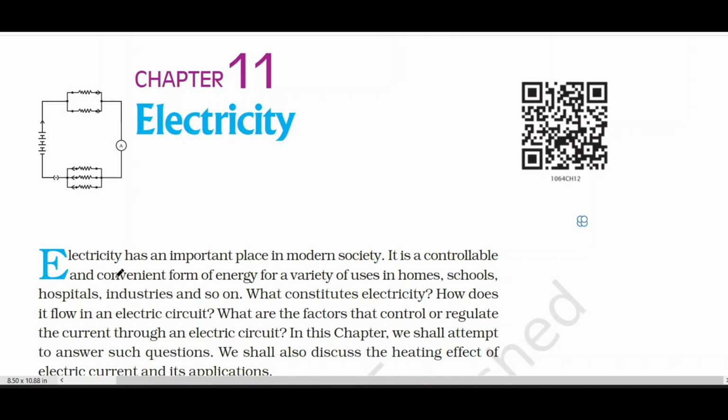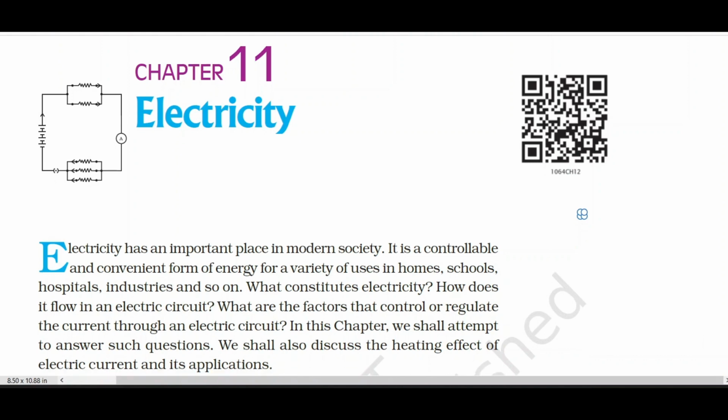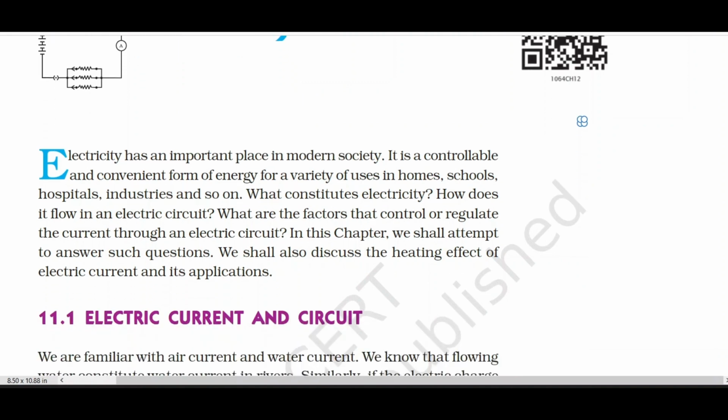Electricity has an important place in the modern society. It is a controllable and convenient form of energy for a variety of uses in homes, schools, hospitals, industries, and so on. What constitutes electricity? How does it flow in an electric circuit? What are the factors that control or regulate the current through an electric circuit? In this chapter, we shall attempt to answer such questions. We shall also discuss the heating effect of electricity and its application.